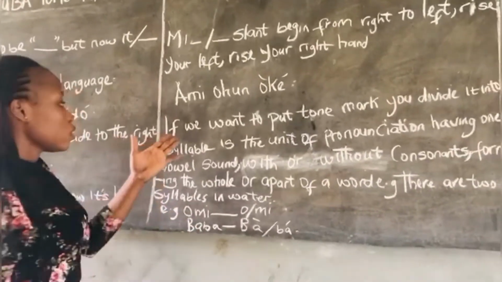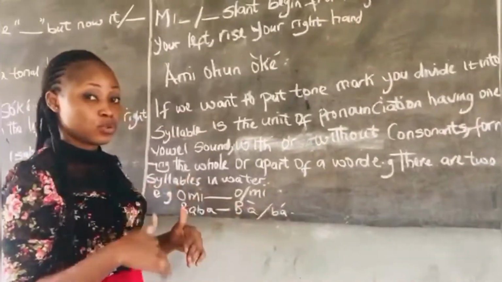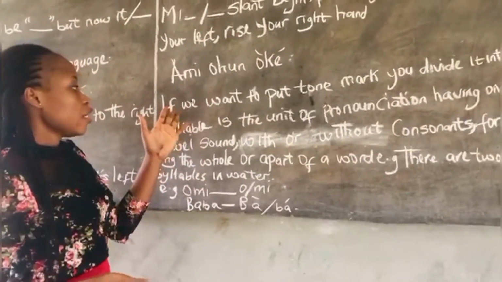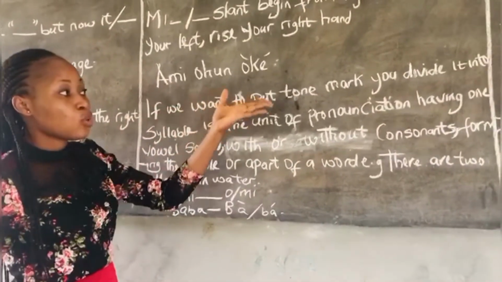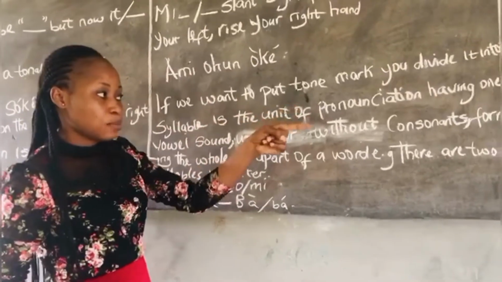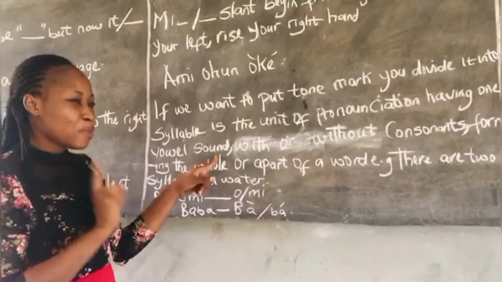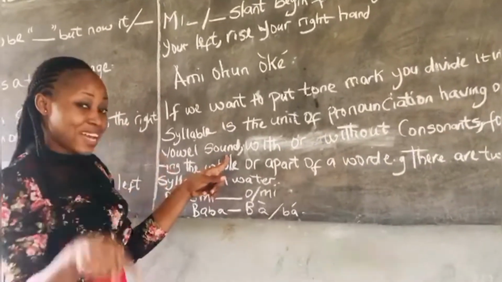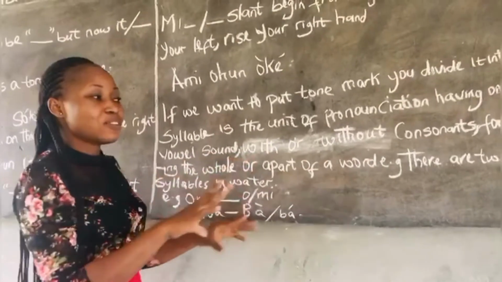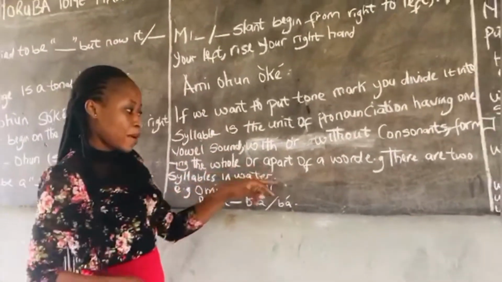So we say, only syllable ni èké ọ̀rọ̀ tí èmi lè gbé jáde lẹ́ẹ̀kan ṣoṣo láìsí ìdíwọ́ fún èmi. In English, if you want to put tone marks, you have to divide the word into syllables. A syllable is the unit of pronunciation having one vowel sound, with or without consonants, forming the whole or part of a word.